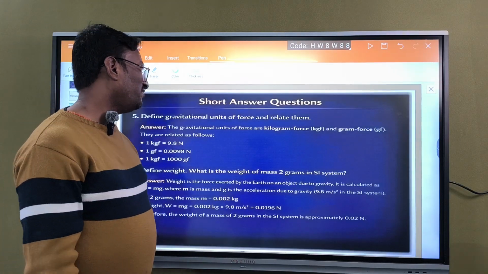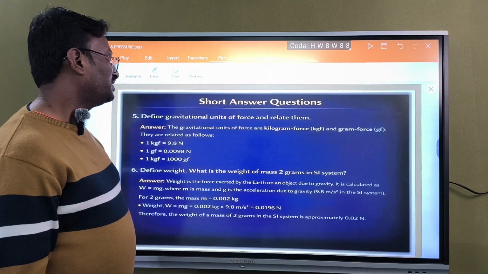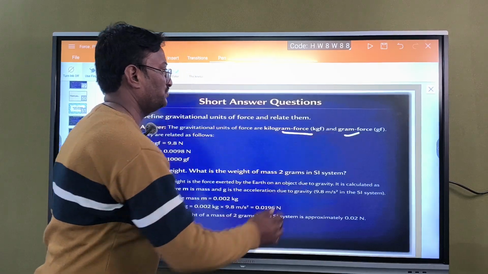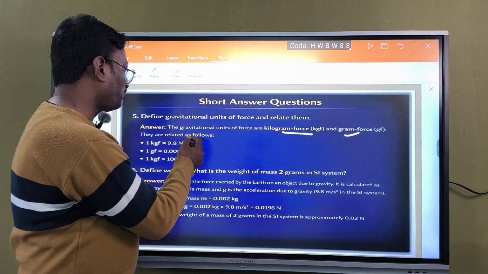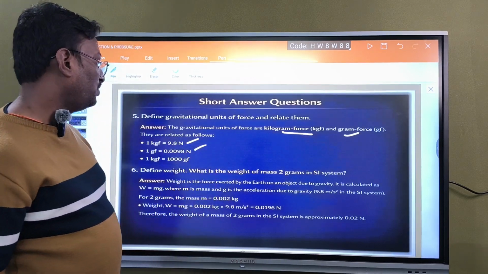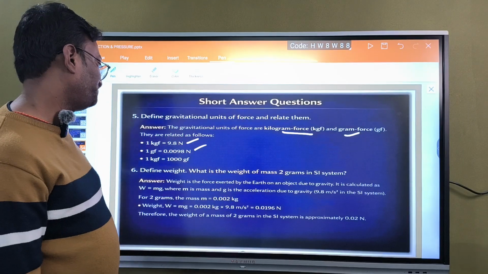Next one, define gravitational units of force and relate them. The gravitational units of force are kilogram force and gram force. 1 kilogram force is 9.8 Newton and 1 gram force is 0.0098 Newton. 1 kilogram force is equal to 1000 gram force.